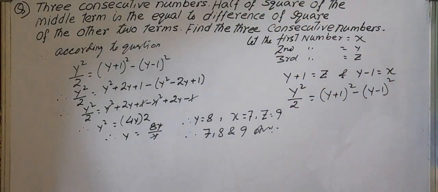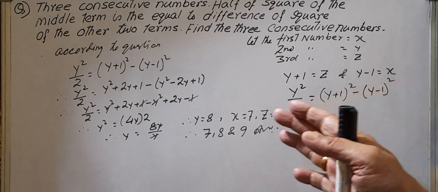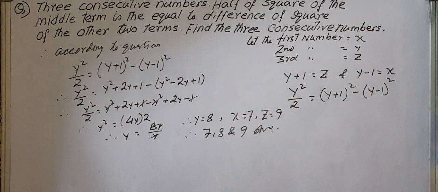First I have taken x, y, z, because x is 1 less than y and z is 1 more than y. After that I have done the math according to the question.